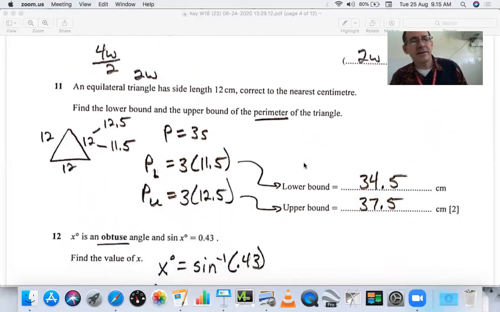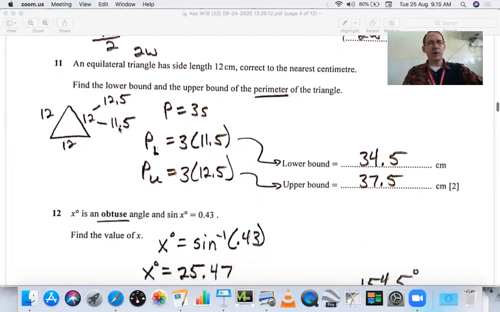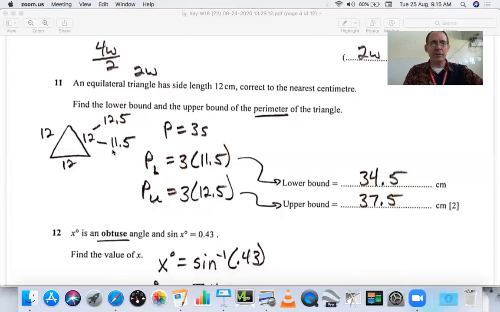Number 11 gives you an equilateral triangle, each side has a length of 12 to the nearest centimeter. Find the lower bound and the upper bound of the perimeter of the triangle. Well, the perimeter of an equilateral triangle is just going to be 3 times s, because all the sides are the same length. So just multiply it times 3. So for the lower bound, in these upper and lower bound problems, you have 2 layers that you're working with.